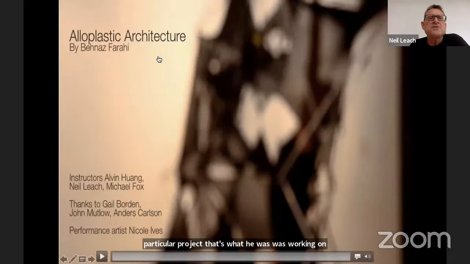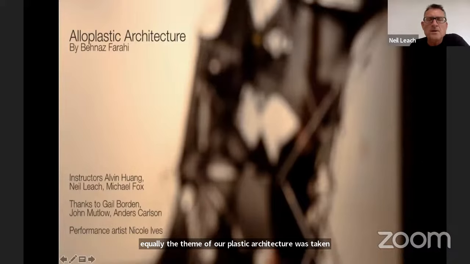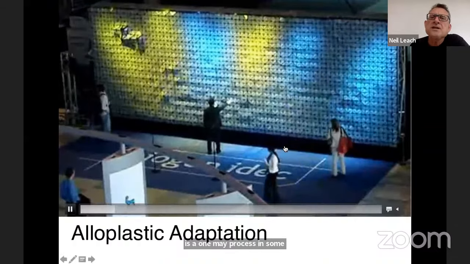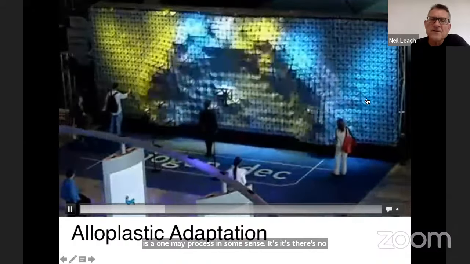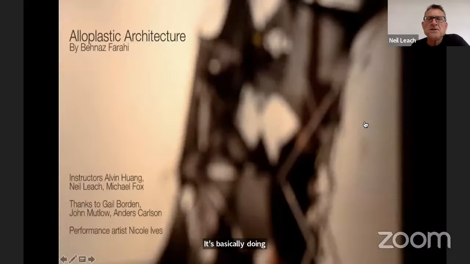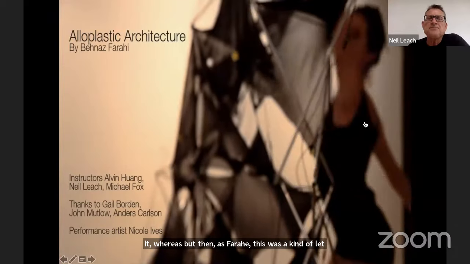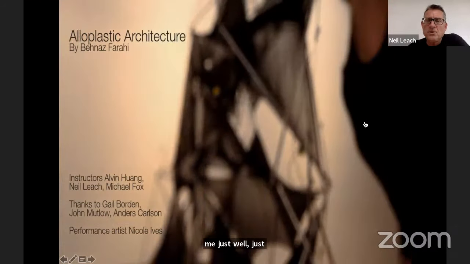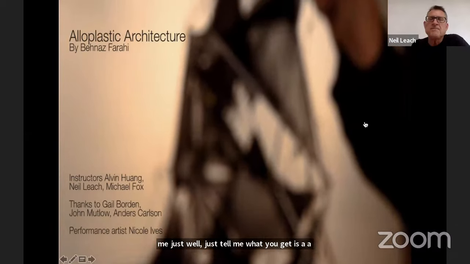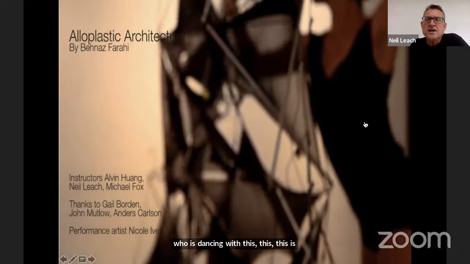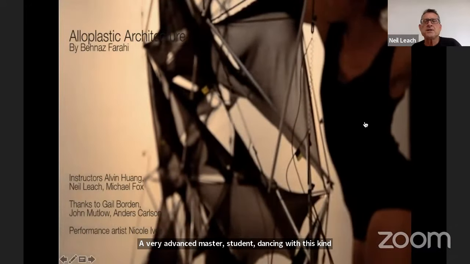Equally, the theme of alloplastic architecture was taken up by Behnaz Farahi in a project where it wasn't just a one-way process. In some senses this one is a one-way process. There's no real interaction. It's basically doing its stuff, and people are watching it. Whereas for Behnaz Farahi, what you get is a dancer who is dancing with this structure. It's just a master student project, but very advanced for a master student.